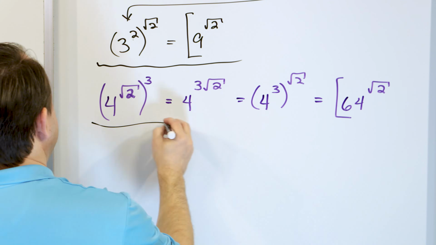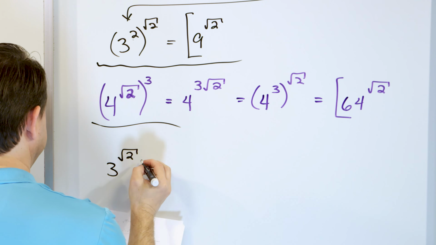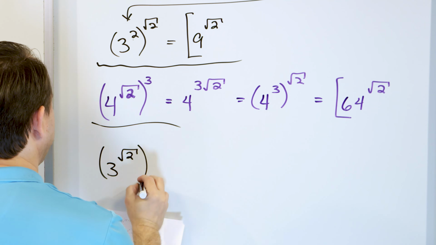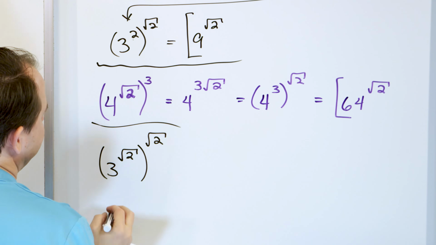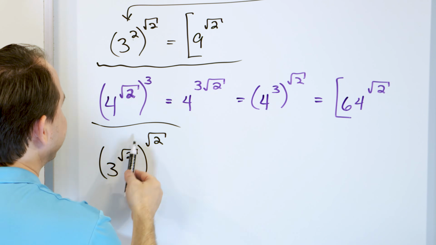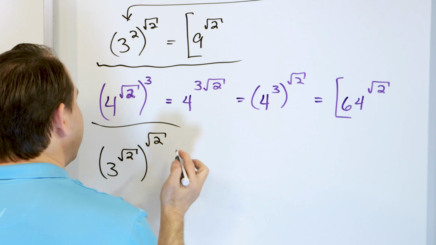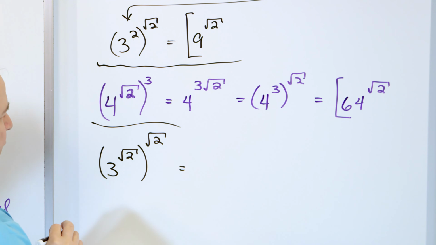All right, let's crank right along. What if we have 3 raised to the power of the square root of 2, and then we raise that whole thing to another power of the square root of 2? Think of it like 3 squared, and then I'll square that. It's just that the exponents are weird. They have these radicals in there. So it's still a power raised to a power, so I can multiply those powers together.